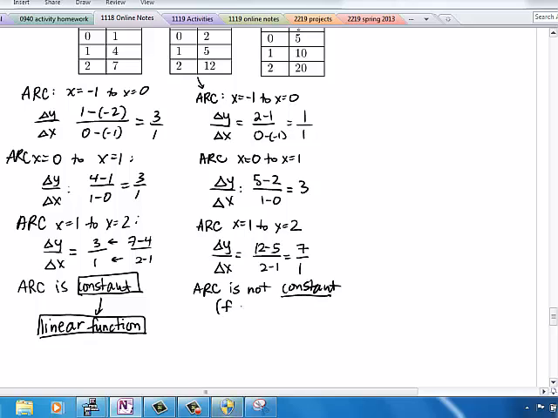So f is not linear. And also the average rate of change is not increasing by a common factor. So f is not exponential.